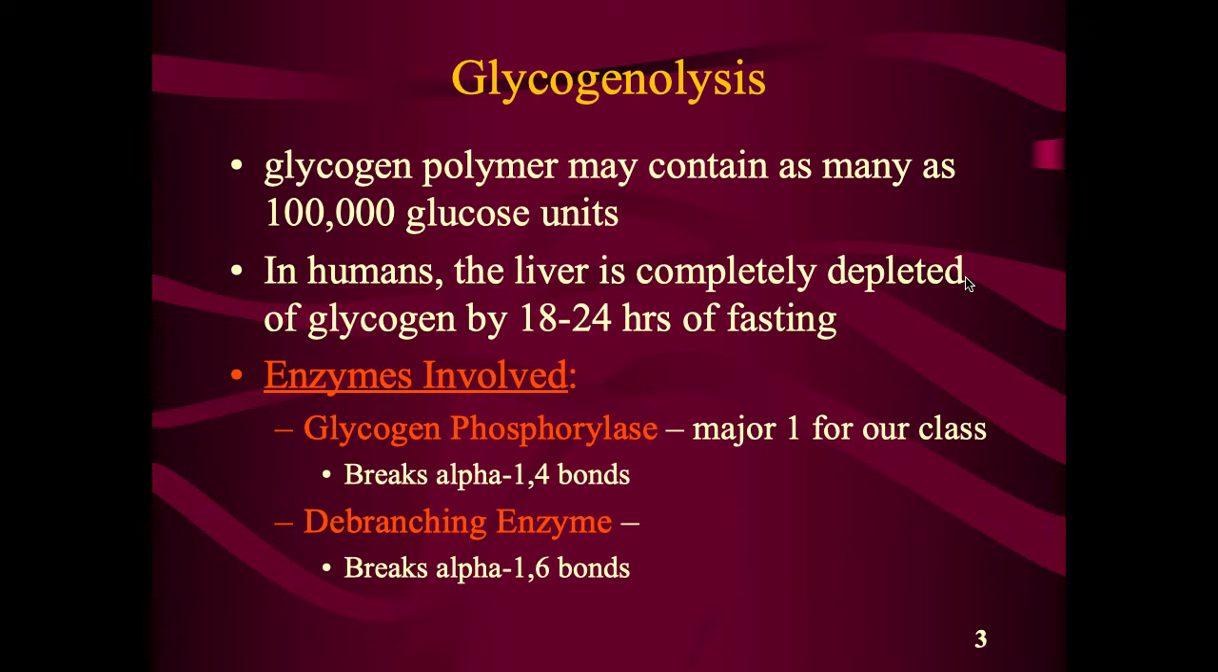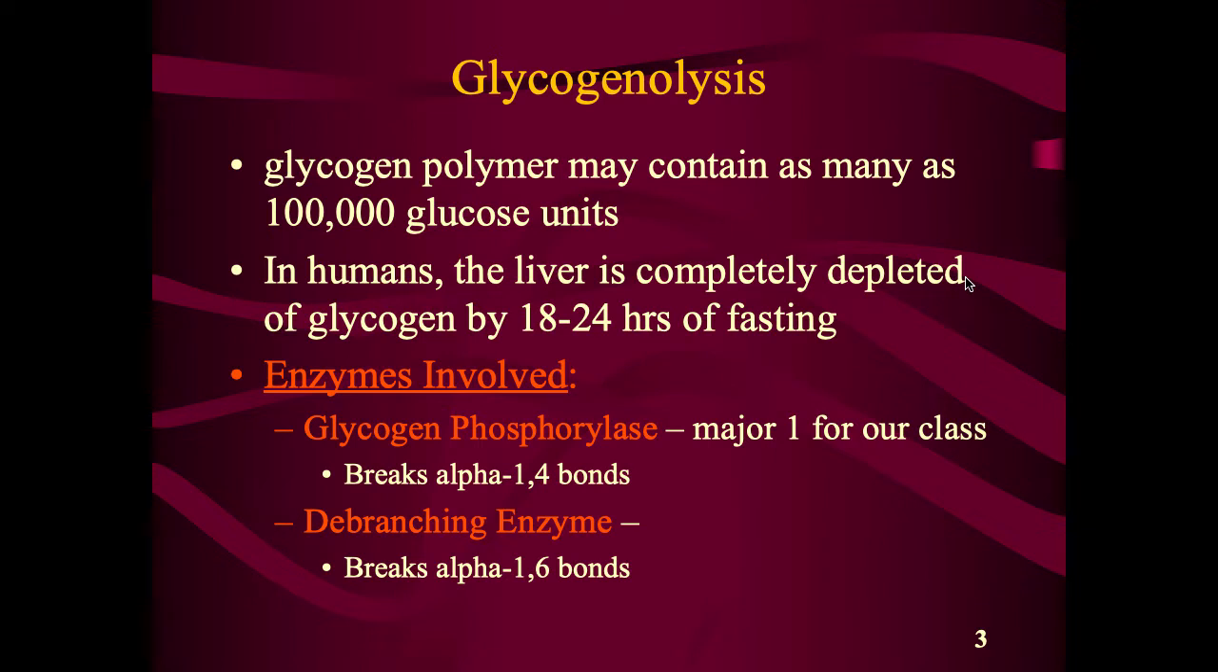All right, so the enzymes involved in breaking down glycogen, there's 2 of them. One is glycogen phosphorylase. That's the major one for our class. This one breaks alpha 1 to 4 bonds. It uses a phosphate to do that. That's why it's called phosphorylase. And I'll show you that in a second.